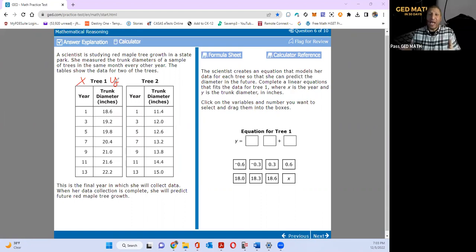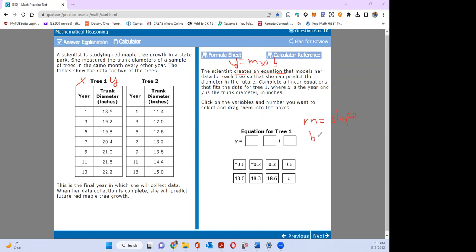Now, I'm going to show you something. I'm going to show you how you do this manually so you can understand it. And then I'm going to show you how to use the calculator and finish this problem in 15 seconds. So when you want an equation of a line, they're creating an equation. Y equals mx plus b. So my m is my slope. My b is my y-intercept.